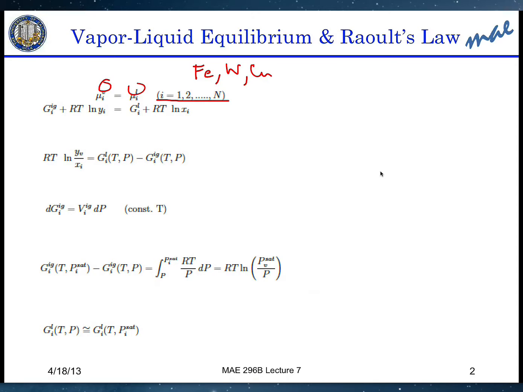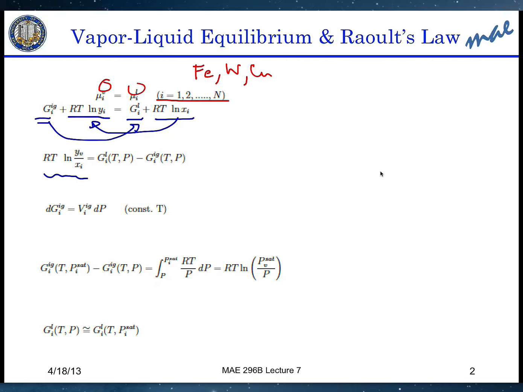Here I have the chemical potential is the Gibbs free energy of the ideal gas. It's a vapor state, so I'm going to say it's an ideal gas, plus RT ln of y_i due to the mixing, and this is the Gibbs free energy for the liquid state of element i, plus its corresponding contribution for the mixing, RT ln of x_i, and then we will take this term to the other side and this term to this side.